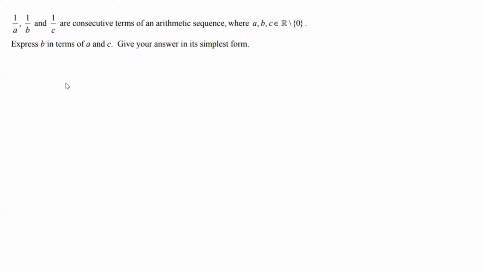So our question today is: 1 over a, 1 over b and 1 over c are consecutive terms of an arithmetic sequence, where a, b and c are real numbers and are not 0. It's our job to express b in terms of a and c and give our answer in its simplest form. When they ask us to express b in terms of a and c, that means get b on one side of an equal sign by itself, and on the other side of the equal sign you can only have a's and c's. All they tell us in this case is that 1 over a, 1 over b and 1 over c are terms in an arithmetic sequence.